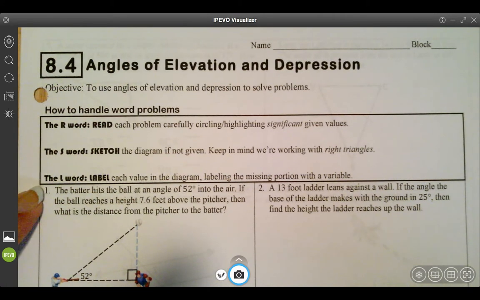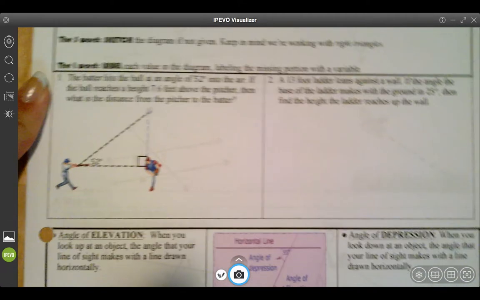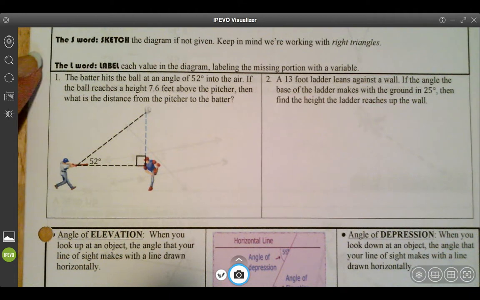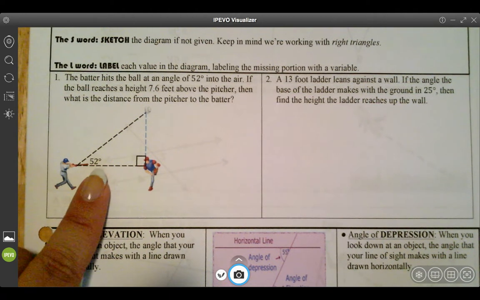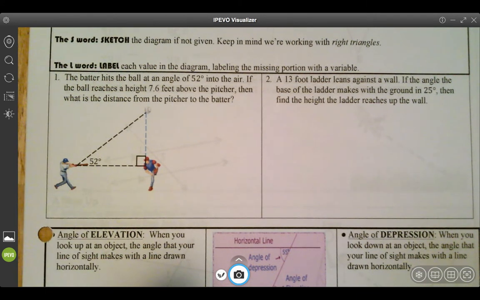Okay, and then label everything that you can so that you know what you have and what you still need. So in our first example, we're given a picture. A batter hits a ball at an angle of 52 degrees into the air. If the ball reaches a height of 7.6 feet above the pitcher, then what is the distance from the pitcher to the batter? Okay, so now I have a vague idea of what's going on.